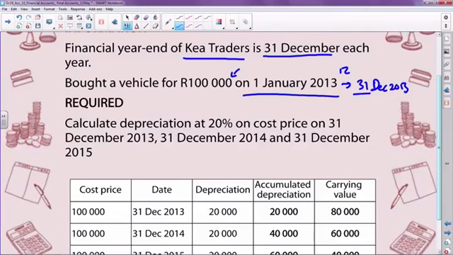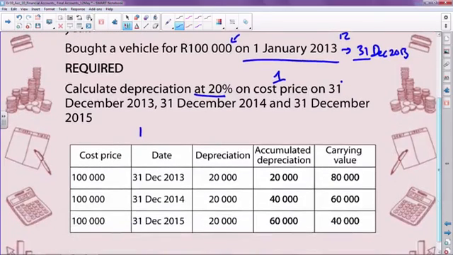So calculate depreciation at 20% on what method? It will be method 1, the cost price method, for 3 years. And this is the first year, 31 December 2013, 31 December 2014, and 31 December 2015. And then we did it. Now, what is the calculation? We always say 100,000 times 20%, and then we'll say 12 over 12, and then you get your 20,000 Rand. So you will lose 20,000 Rand every year.